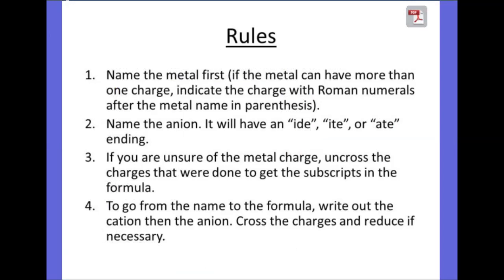Alright, so let's take a look at a couple of the rules. The first thing you're going to do is name the metal ion or the cation. That's the positively charged one. And then you're going to name the anion. The anions always end in "ide," "ite," or "ate," one of those three endings. Okay, so let's go ahead and get into some simple rules. So if you have to hit pause and write the rules down, go ahead. Or if you are using QuickTime, just go ahead and hit pause and you can file and print this. Alright, so let's take a look at some examples.